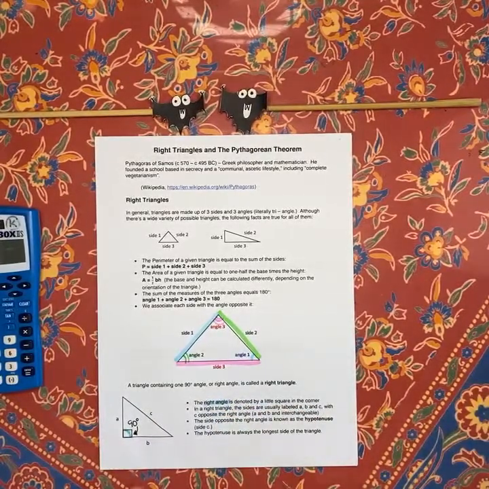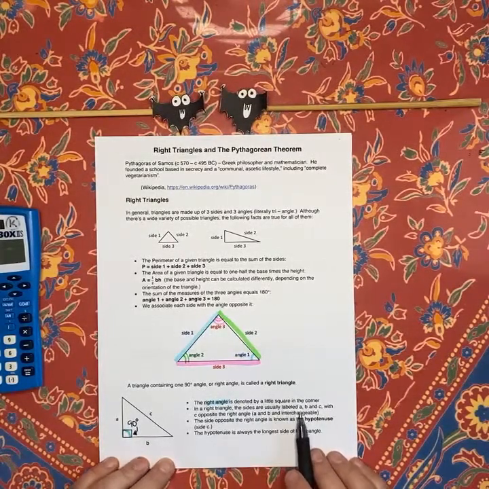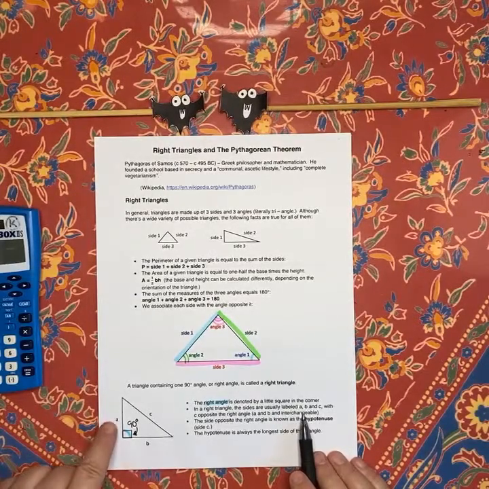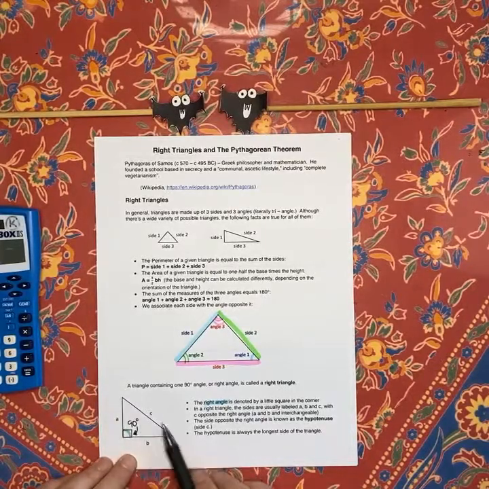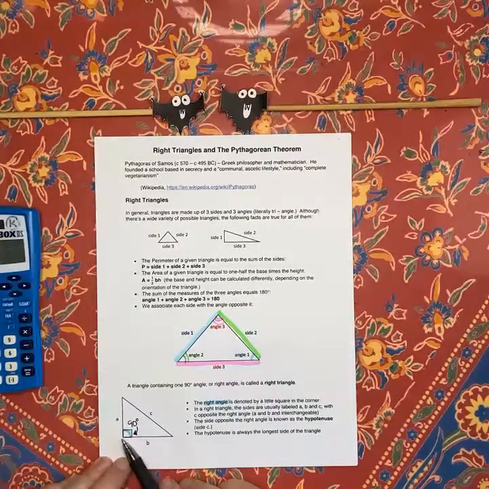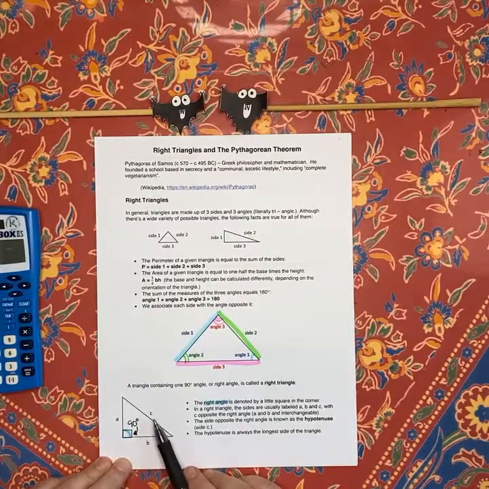In a right triangle, the sides are usually labeled. They don't have to be. Your book says they're always, and I don't think they're always. Mathematicians don't follow directions, so they're labeled all sorts of things. But frequently, we use the letters A, B, and C, where C is the way we label the side opposite the right angle, and that is known as the hypotenuse.